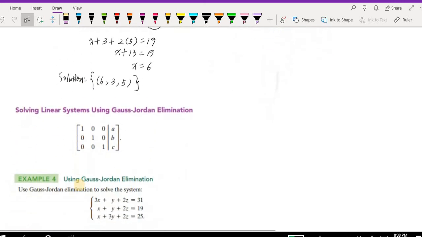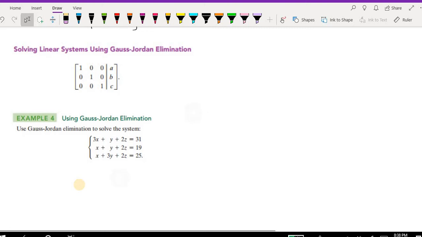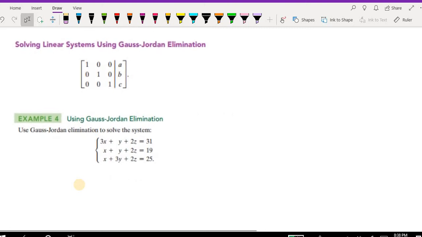Alright, let's go ahead and try the next type of question. Here we want to solve a linear system of equations using Gauss-Jordan elimination. This time the goal is to have the diagonal all ones and the sides all zeros. And then what happens here is your augmented column is just your x, y, z. Okay, so that is the idea.